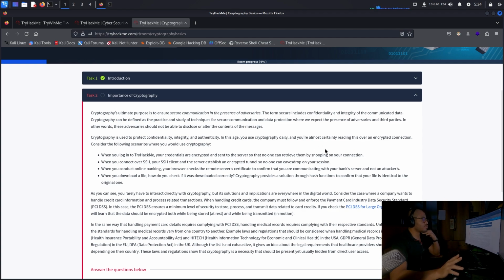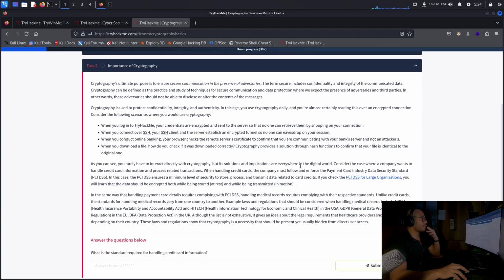Consider the following scenarios where you would use cryptography. When you log in to TryHackMe, your credentials are encrypted and sent to the server so that no one can retrieve them by snooping on your connection. When you connect over SSH, your SSH client and the server establish an encrypted tunnel, so no one can eavesdrop on your session. When you conduct online banking, your browser checks the remote server certificate to confirm that you're communicating with your bank's server and not an attacker's. When you download a file, how do you check if it was downloaded correctly? Cryptography provides a solution through hash functions to confirm that your file is identical to the original one.